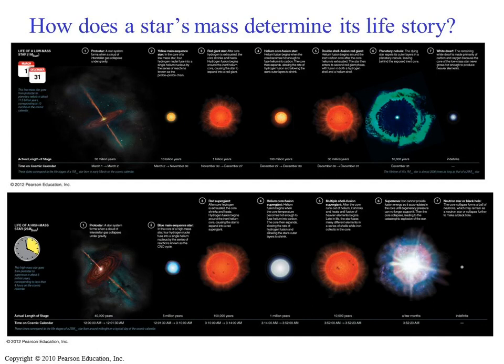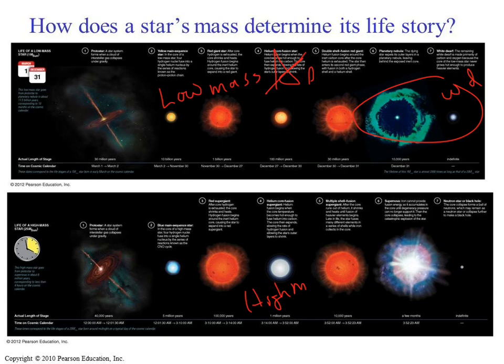You don't have this slide, but if you recognize what these pairs of figures are, at the top, these are talking about low mass stars. And we said that the end of the life of a low-mass star is a planetary nebula, and I'll put WD for white dwarf. And high-mass stars, over here, this is the supernova. I'll put SN for supernova.